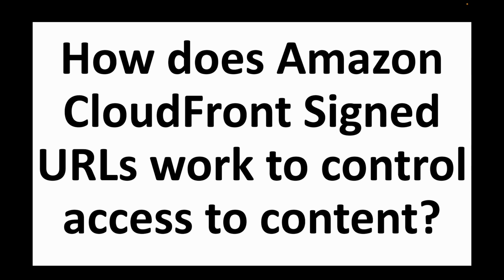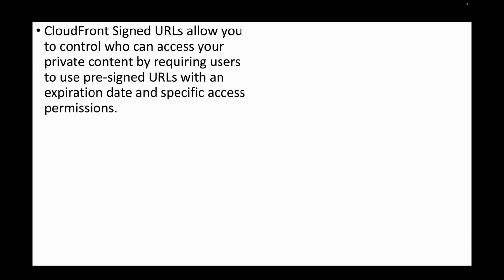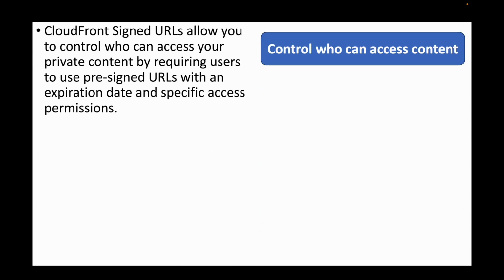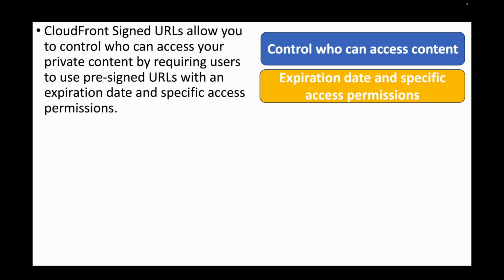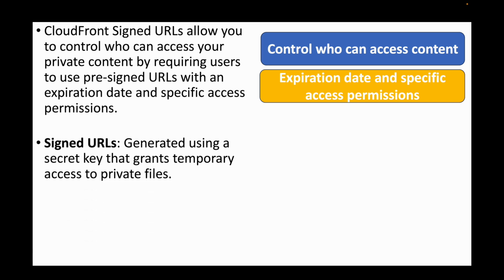The next question we have is, how do Amazon CloudFront signed URLs work to control access to content? Signed URLs can be used when you want to give access to certain content, but only for a certain duration. We can use this to control who can access the content, and you can set an expiration date and specific access permissions, like the data will be available for 24 hours and after that it will expire. Then we can make use of signed URLs for that.